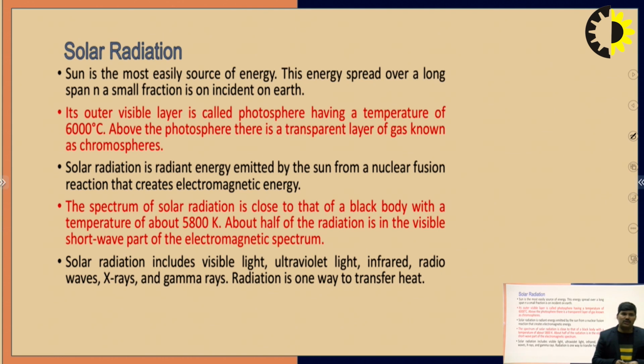Solar radiation is the radiant energy emitted by the sun from the nuclear fusion reaction, which creates electromagnetic energy. The spectrum of solar radiation is close to that of a black body with a temperature of about 5,800 Kelvin, and about half of the radiation is in the visible and short wave part of the electromagnetic spectrum.